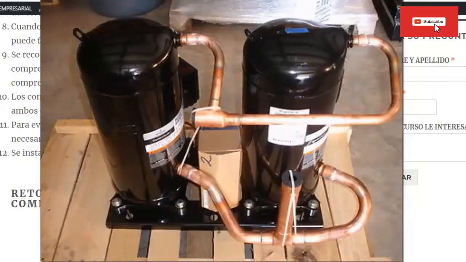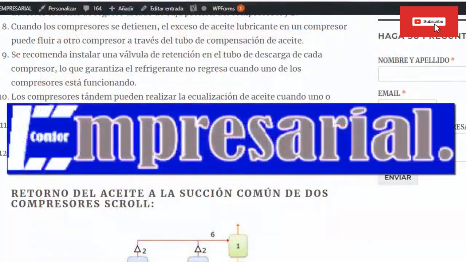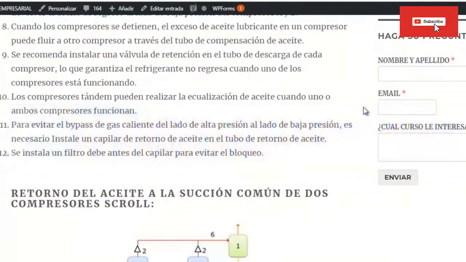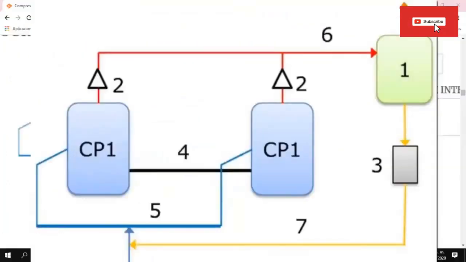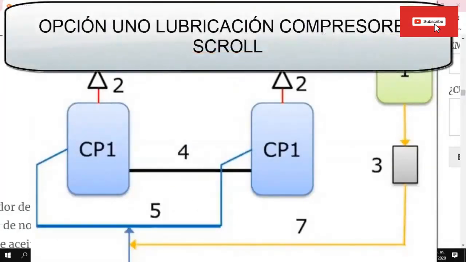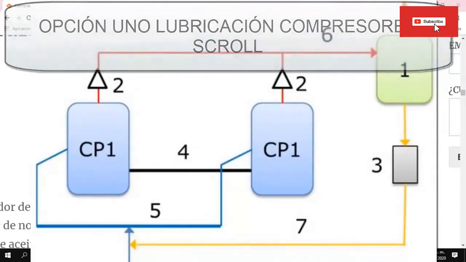9. Tandem compressors can perform oil equalization when one or both compressors are running. 10. To avoid hot gas bypass from the high pressure side to the low pressure side, it is necessary to install an oil return capillary in the oil return pipe. 11. A filter is installed before the capillary to prevent blockage. Oil return to the common suction of two compressors.